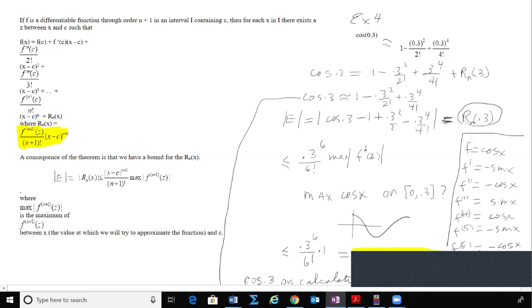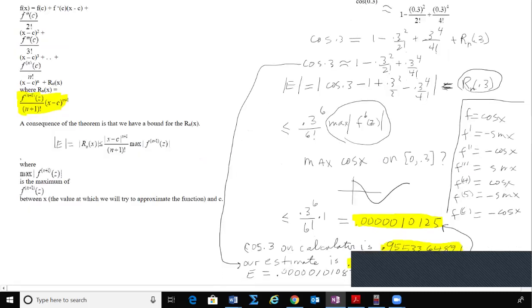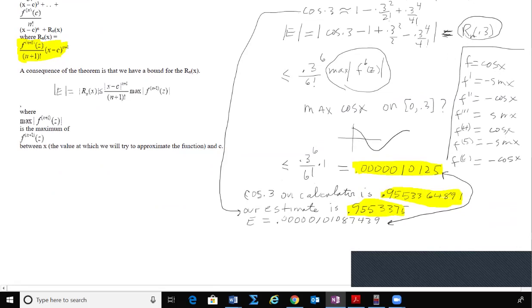So we can use a 1 in place of this in our bound term here. So if we put that in, we get this number.